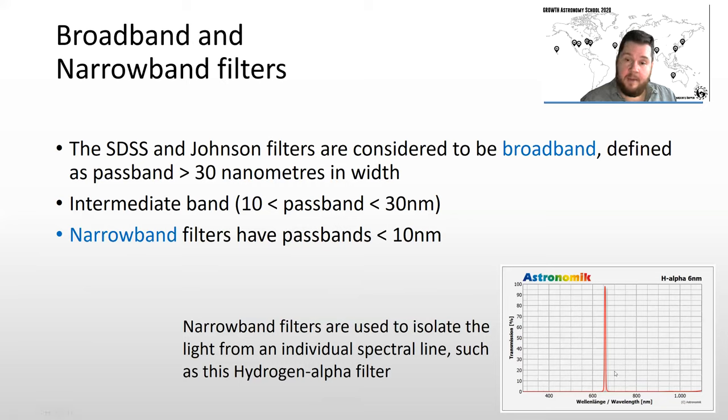So here is an example. This is an H-alpha filter. This is the hydrogen alpha line, which is around 650 nanometers approximately. This filter is 6 nanometers wide, and it purely isolates that line. So you can measure any sort of change in that particular line, and not have to worry about contributions from the light redwards and bluewards of that line.